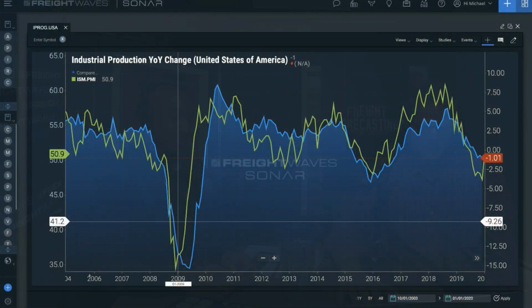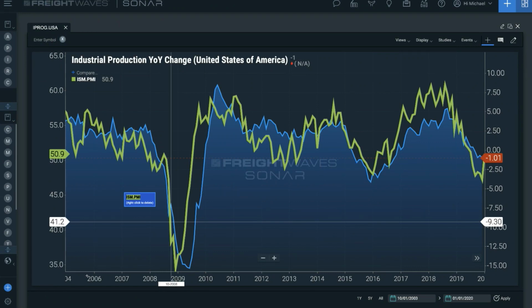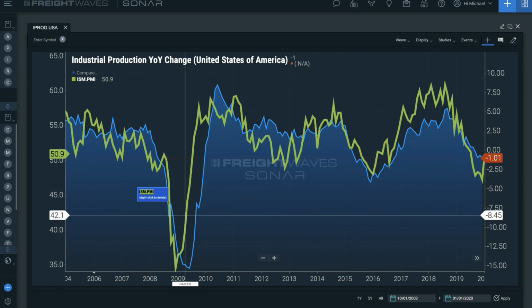So we can see, for example, in 0809, that hit a trough, a low in the green line before it did in the blue line, and then also started to rise before the blue line started to rise.